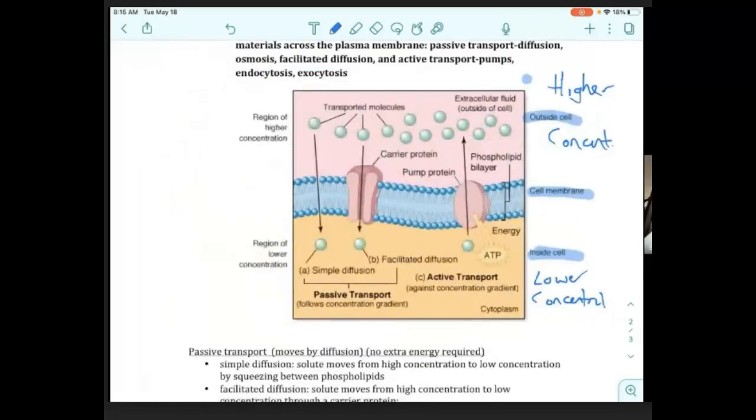Now, they could have drawn it the opposite way, but that would have been fine. But this is how they drew it. So we're going to be referencing high and low. Good, Owen?